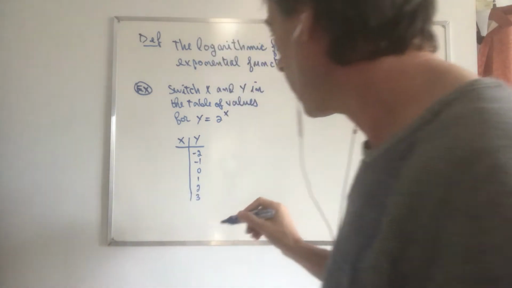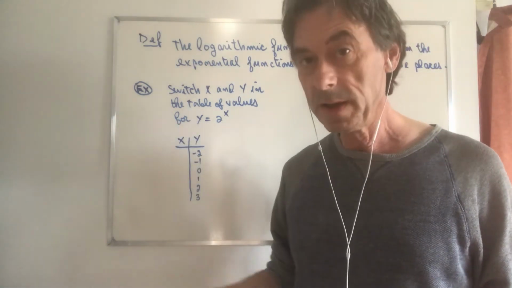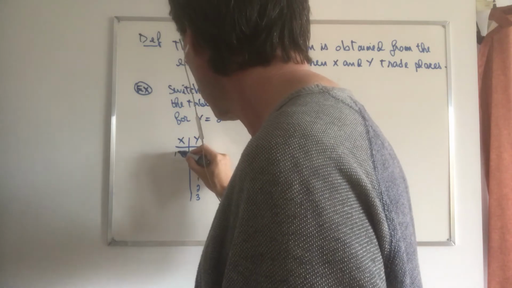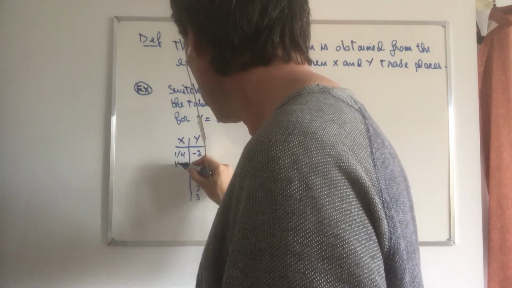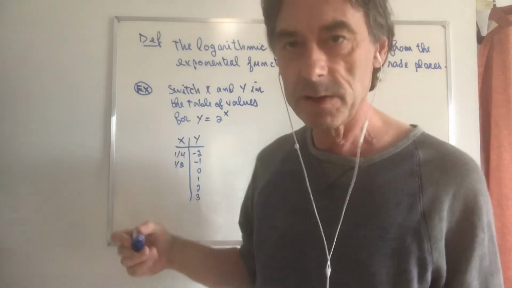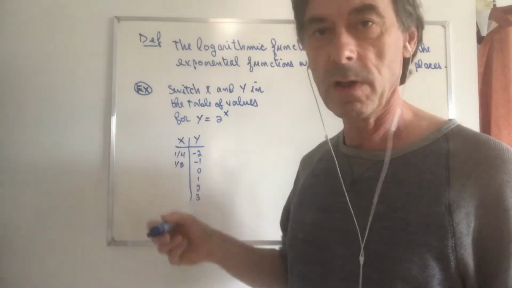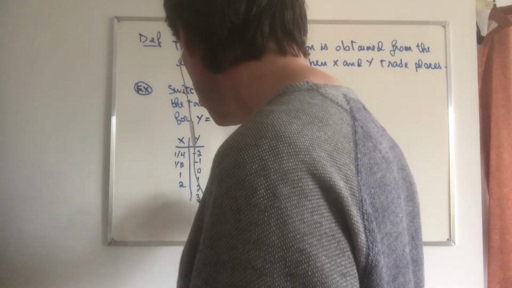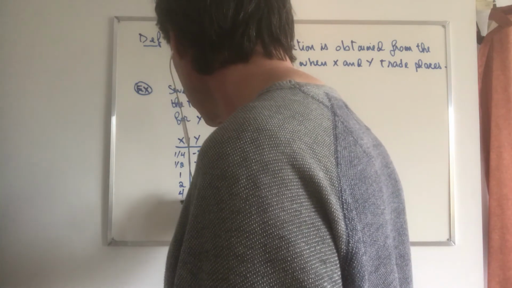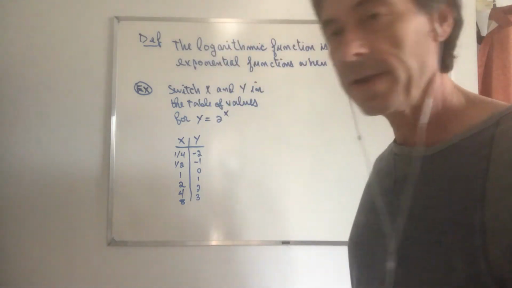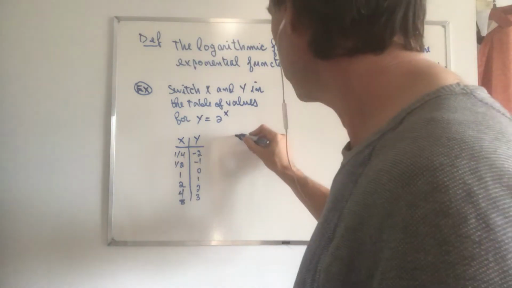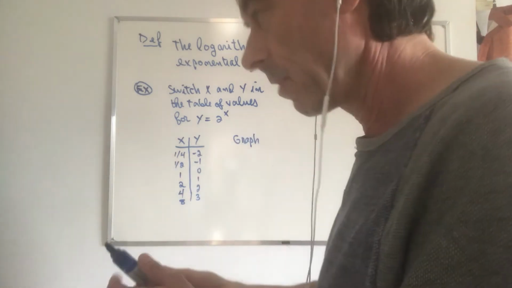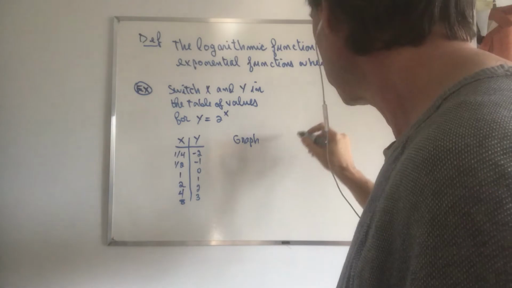Right? And what were the y values now become the x values. So we have here 1/4 and 1/2. These are the y values of the exponential that now become the x values of something we're going to call the logarithmic function in a minute. So 1 and 2 and 4 and 8. What kind of a graph are we going to obtain from that?